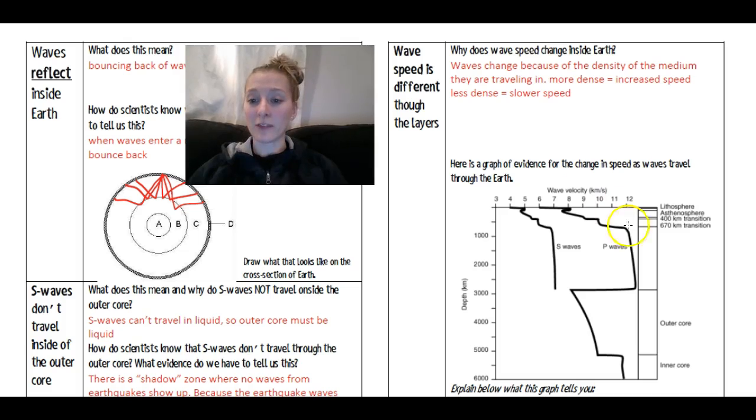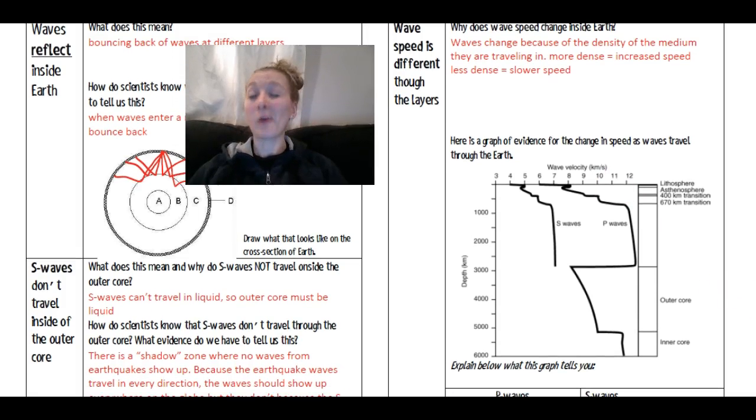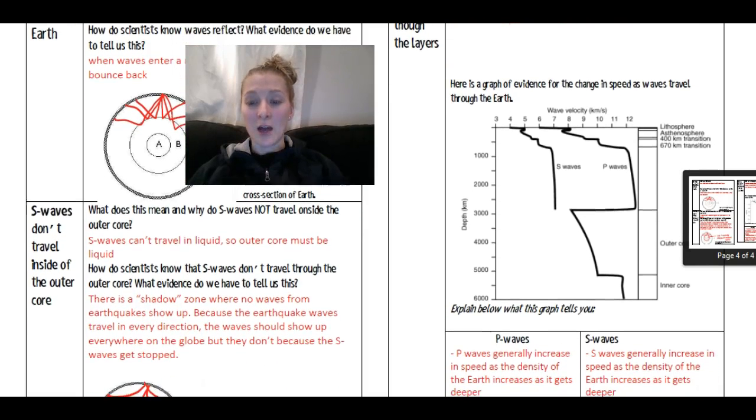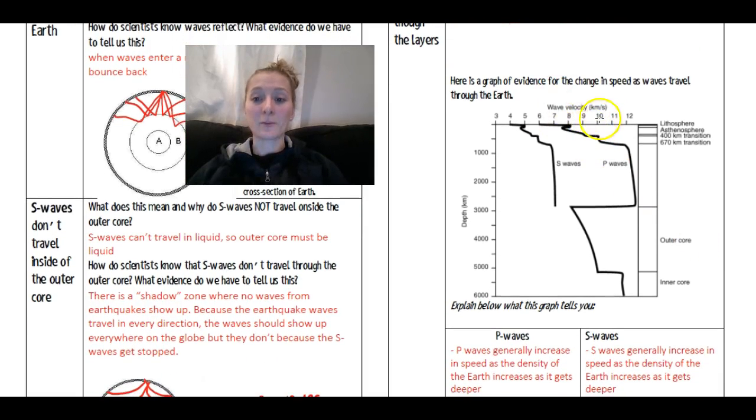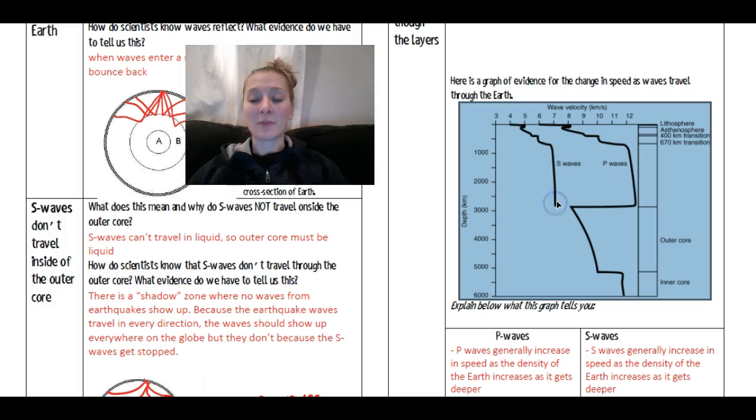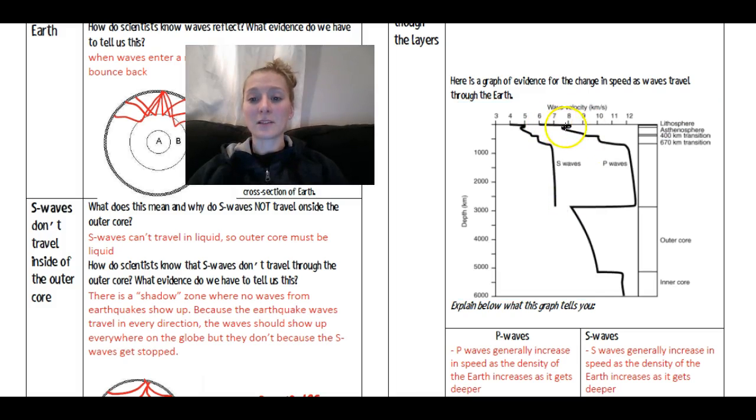So here's a graph that you need to be familiar with. Wink, nudge. So make sure you're familiar with this. If you look, we saw this before already. There's wave velocity, depth, and then layers are listed over here. We've got S and P waves. So let's just look at this S wave. As we trace this and we go deeper and deeper, we're going to see something happening to the S wave. Same thing's going to happen similarly to the P wave.